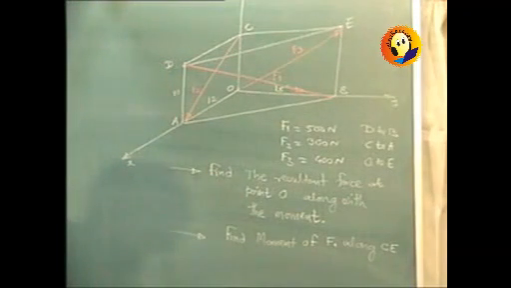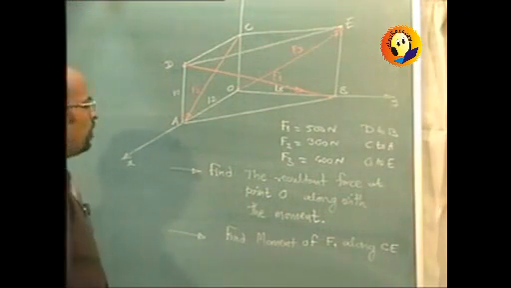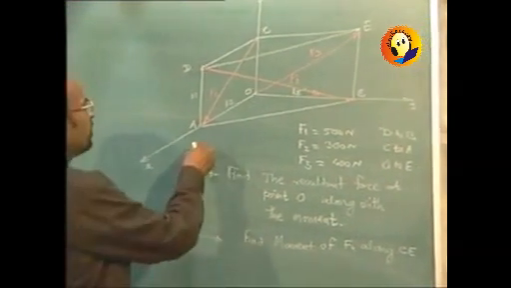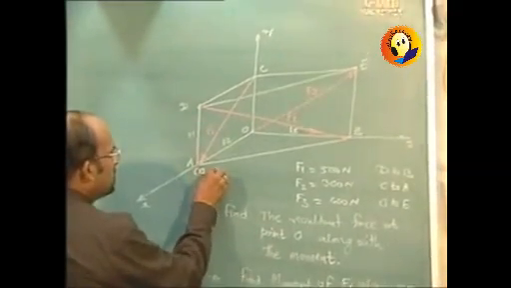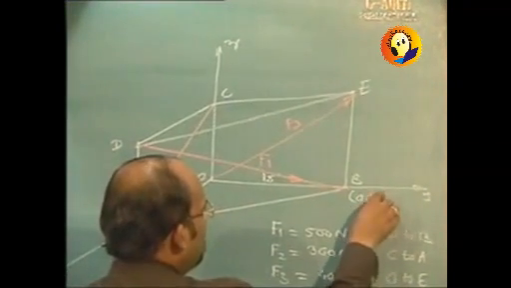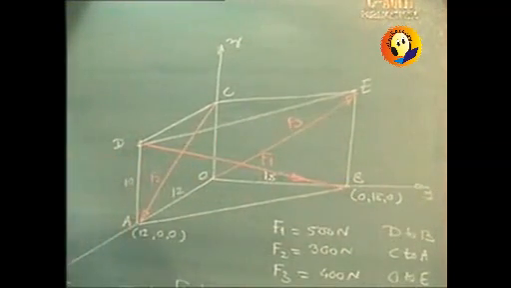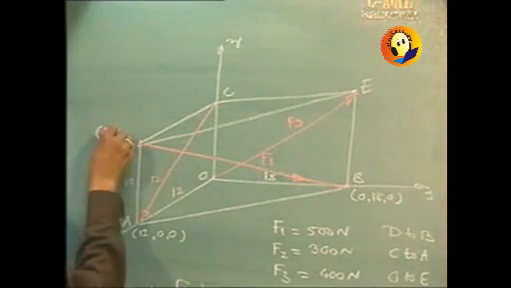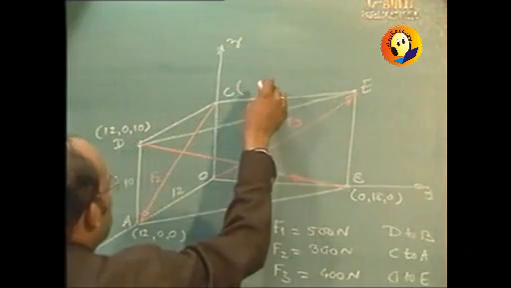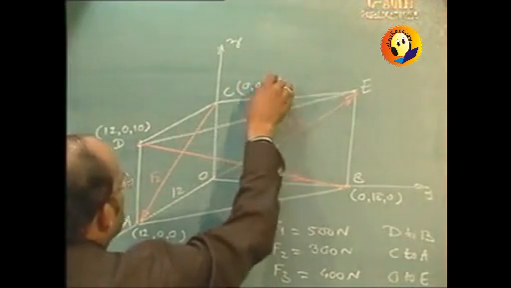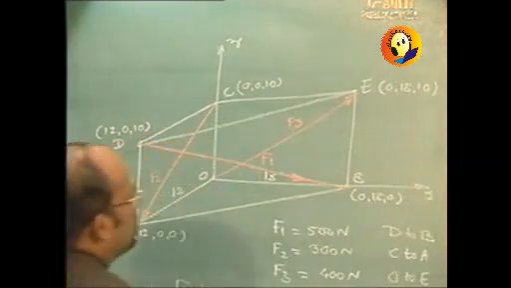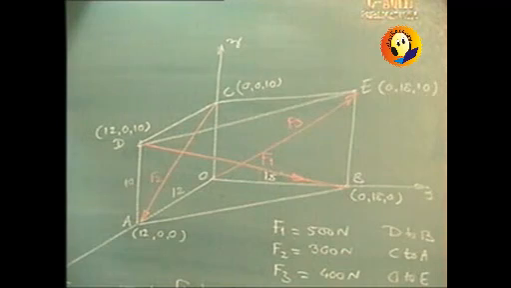From the dimensions which are given to us, let us first of all write down the coordinates so the problem can be solved. Coordinates of point A will be obviously 12, 0, 0. That of point B are 0, 18, 0. Of point D will be 12, 0, 10. Of point C it will be 0, 0, 10. And point E will be 0, 18, 10. So we could easily find out all the coordinates.